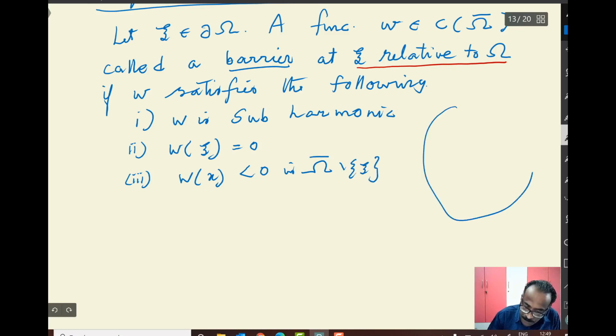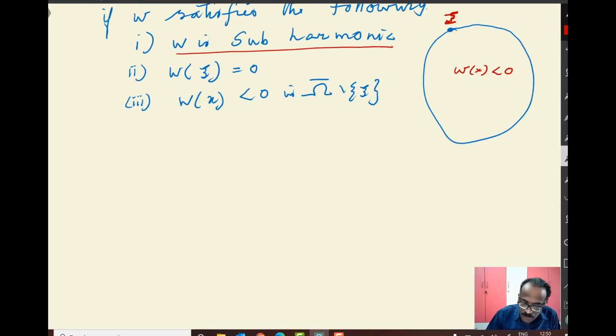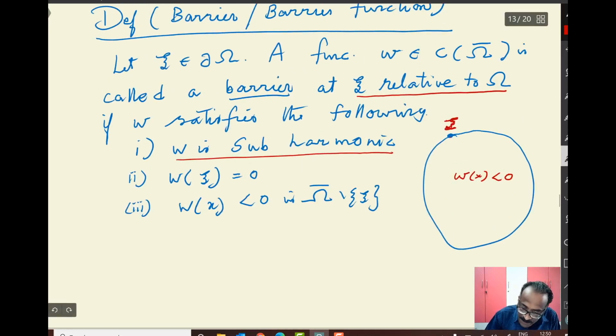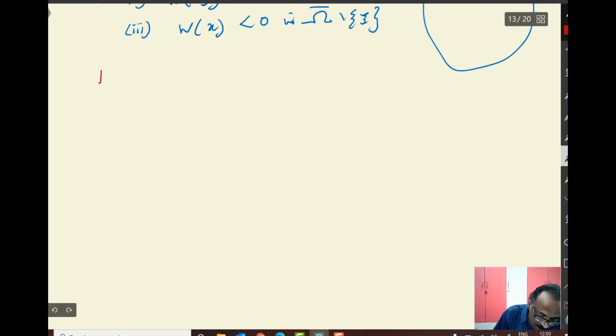Okay, so in a domain, here is called a barrier at some point ψ. Here is ψ. So at this point w(ψ) equal to 0, and all other points w(x) is less than 0, and it's also subharmonic. Okay. In fact, you will see that it's actually a local issue, because you are basically defining a neighborhood of that, and so I will give a definition now. And you will see that the existence of a local barrier is good enough. Local barrier.